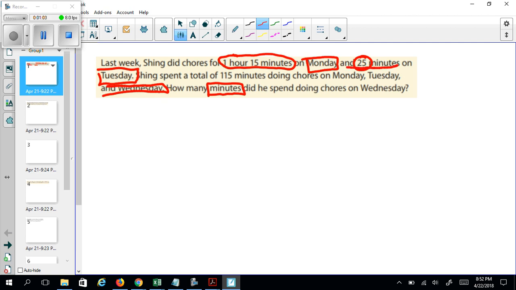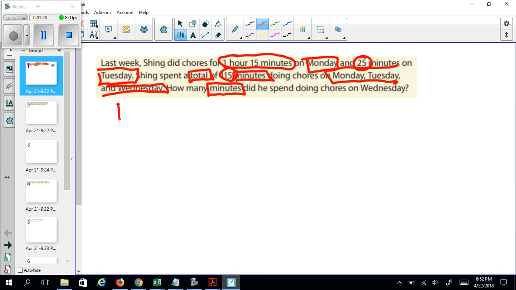Okay, so we need Monday, Tuesday, and Wednesday. He spent a total of 115 minutes. Total is a very important word here, guys. Total means that everything on Monday, Tuesday, and Wednesday equals 115. So the first thing I have to do is get this 1 hour, 15 minutes into just minutes, because if I don't, it's not going to work.